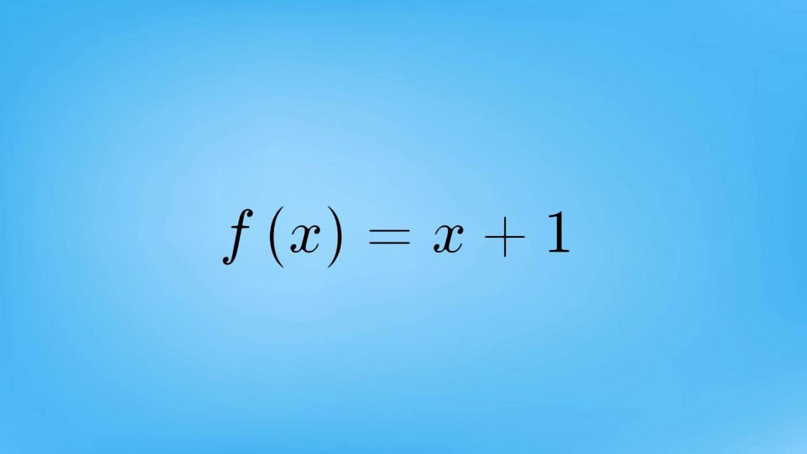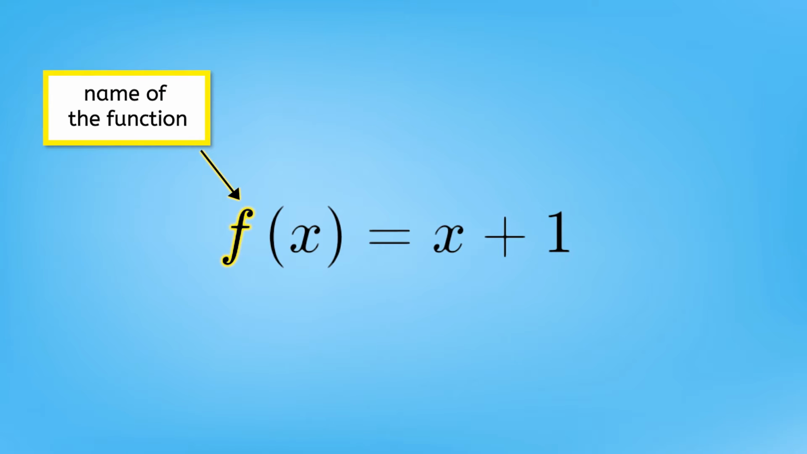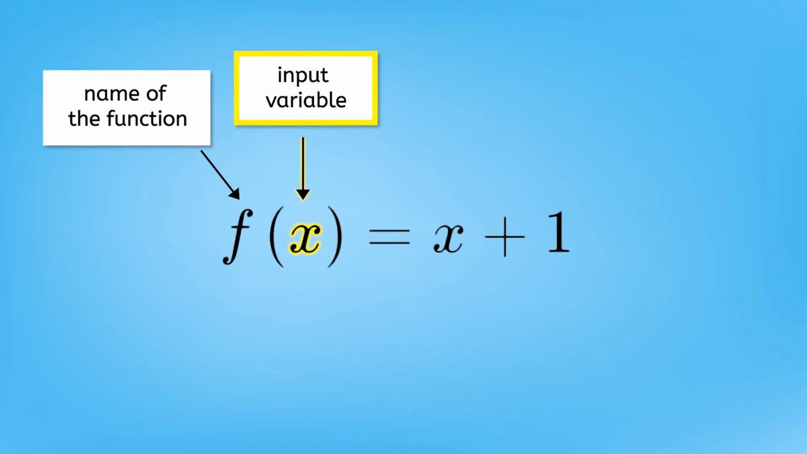That function f can be written using this notation. So let's see, what do we have here? We have the name of the function. Typically, functions are called f, g, or h, but it can be any letter. Then we have the input variable. So that's the variable that represents the inputs, x. We say this part as f of x, which just means the function f using the inputs x.